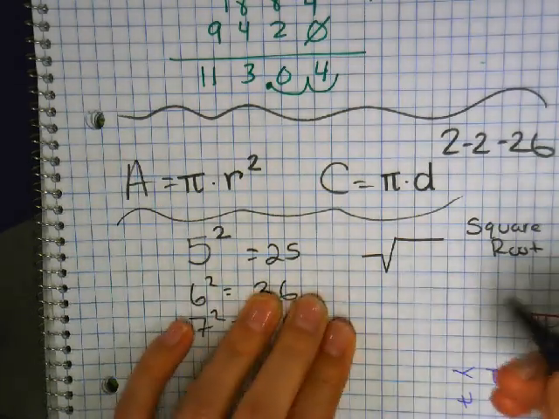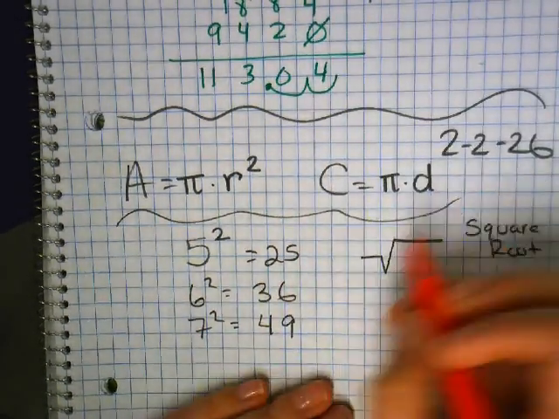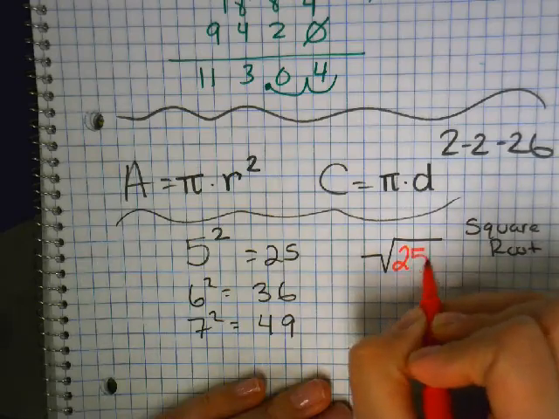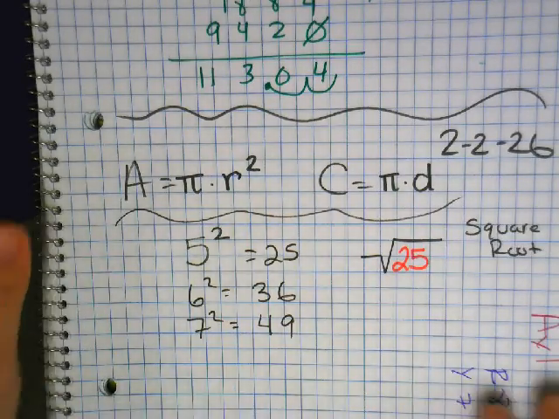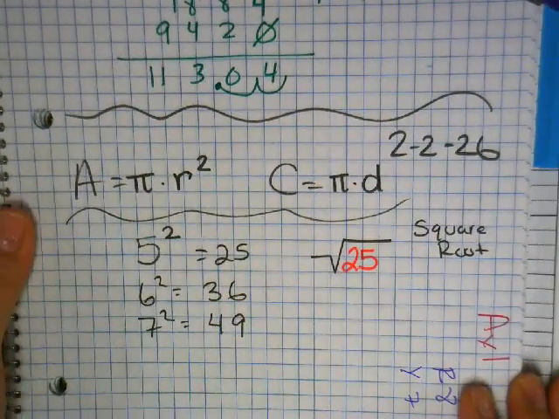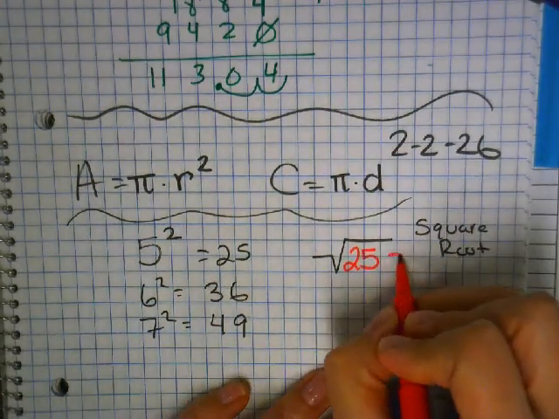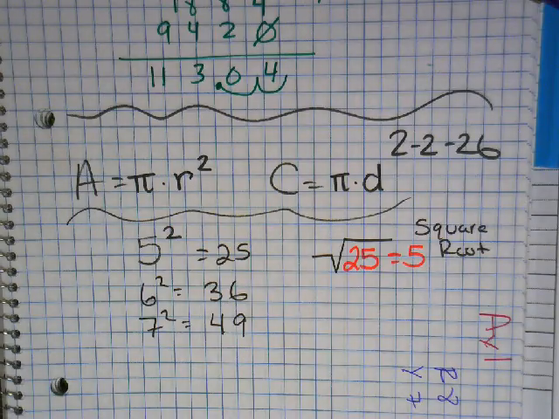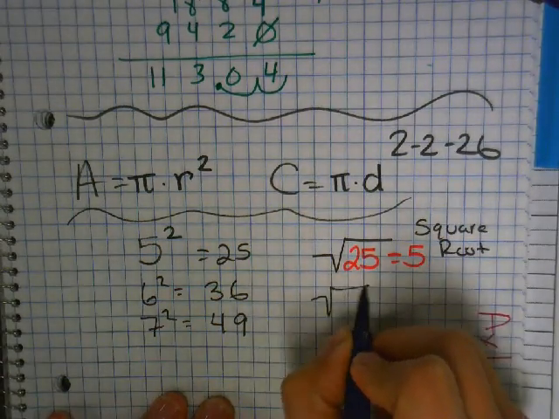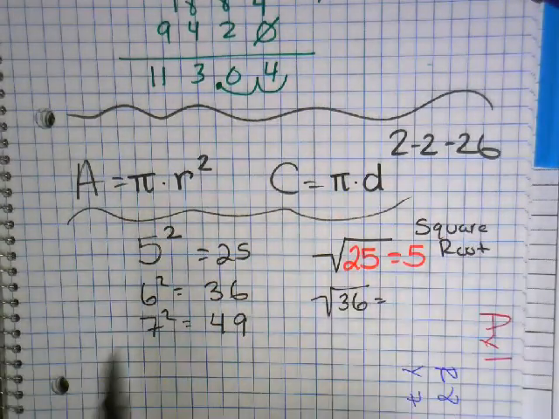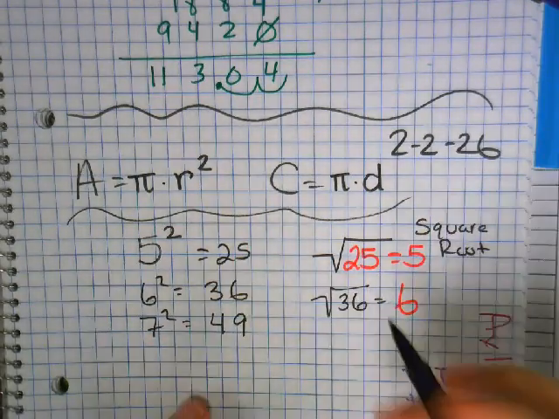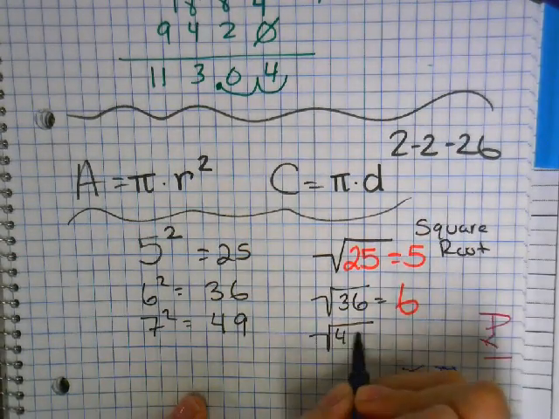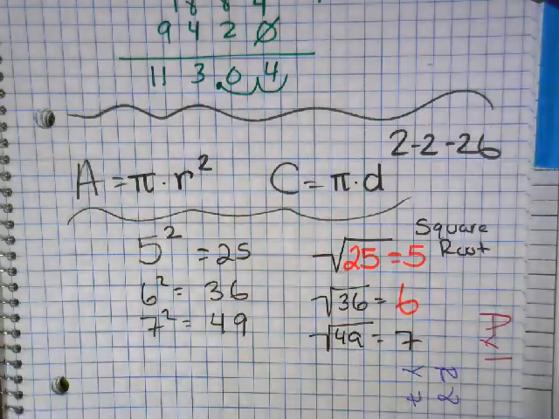For example, what is the square root of 25? 5. We do not put the answer on top. It's not division, so our answer does not go on top like division. It goes on this side. What's the square root of 36? 6. What's the square root of 49? 7. Does that make sense?